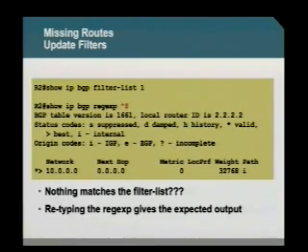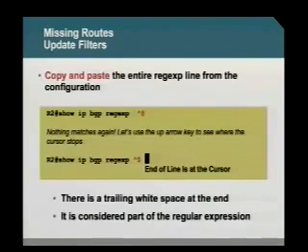You can do show IP BGP regular expression $, which just replicates what the filter list is doing. And sure enough, you get the network 10. So the filter list doesn't match, but when you type it in by hand, it does. What's the issue? Victim of cut and paste.